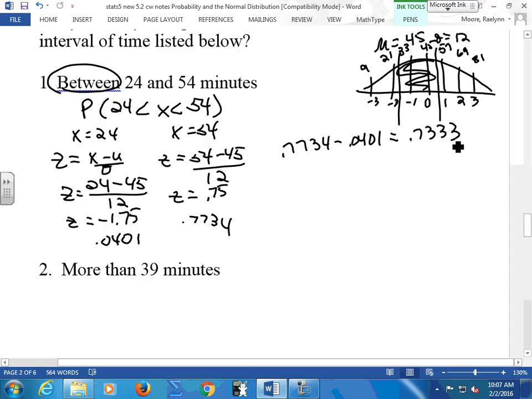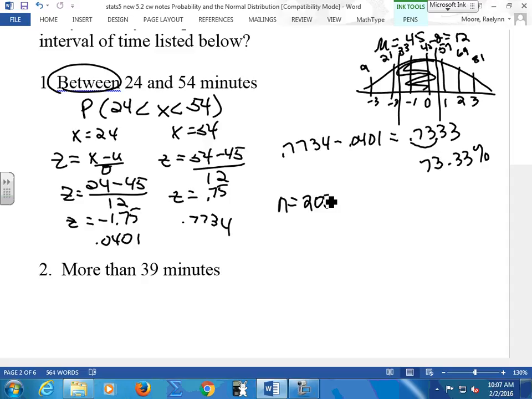Now, does that mean a lot to me, 0.7333? No. So if you turn it into a probability, into a percent, it's about a 73% chance that the person I take at random is going to spend between 24 and 54 minutes in my store. That's a pretty good percent. Now, if I have 200 shoppers walking into my store, this is my prediction, my forecasting tool. I want to know about how many of those will be in my store for 24 to 54 minutes. So I just multiply my 200 by my decimal.